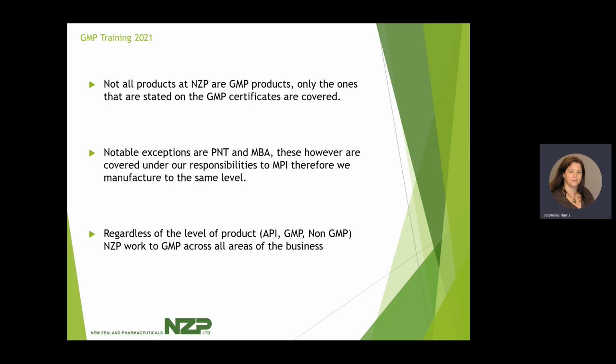Not all products at NZP are GMP products. Only the ones that are stated on the licences are GMP products. Notable exceptions are P&T and MBA. These, however, are covered under our responsibilities to MPI. Therefore, we manufacture all products at NZP to the same level. Regardless of the product, whether it's an API, a GMP, or a non-GMP product, NZP work to GMP across all areas of the business.